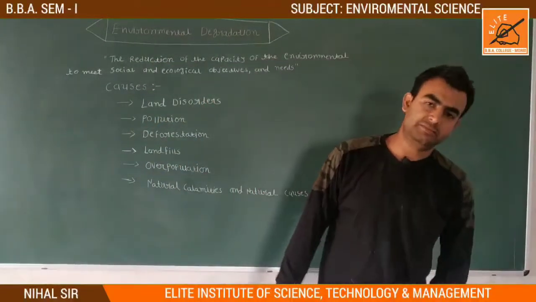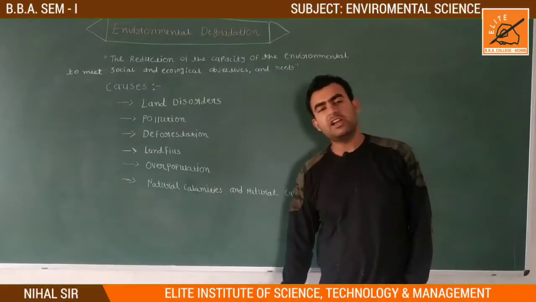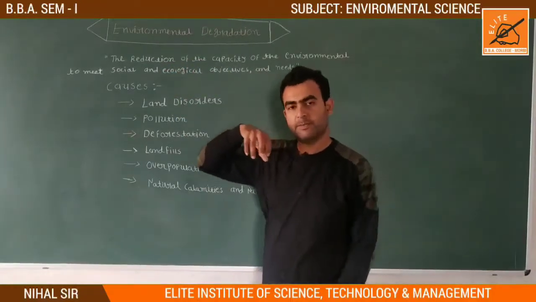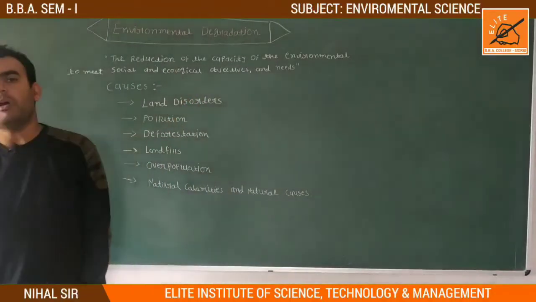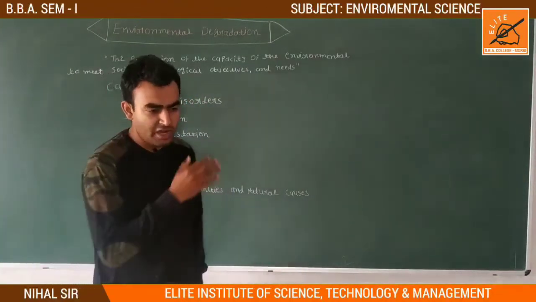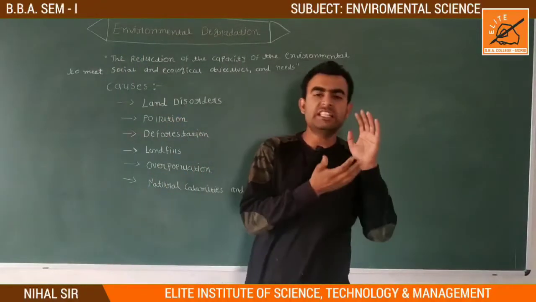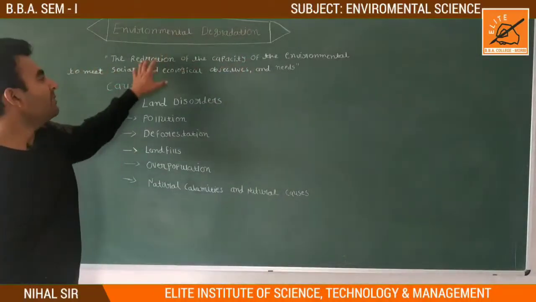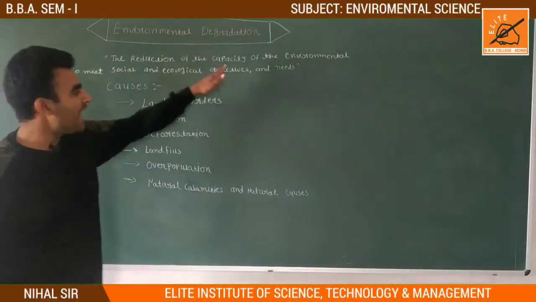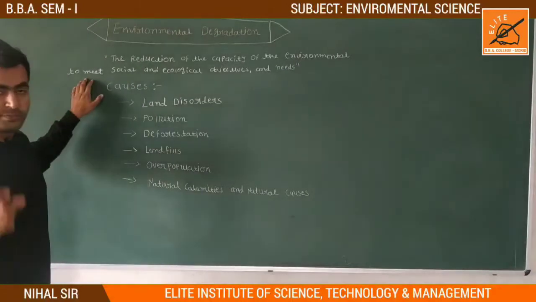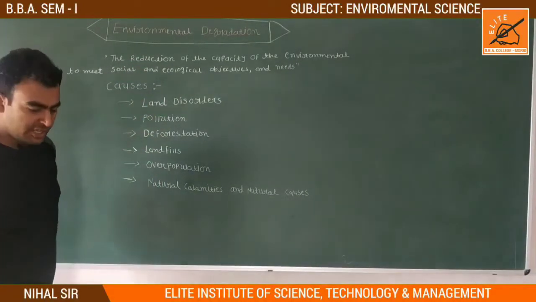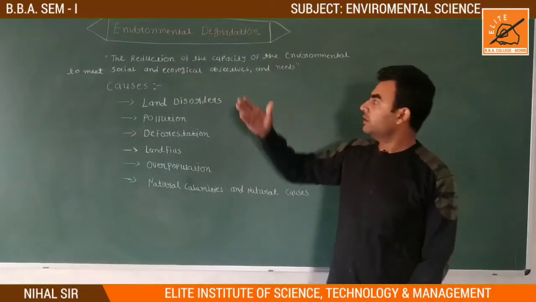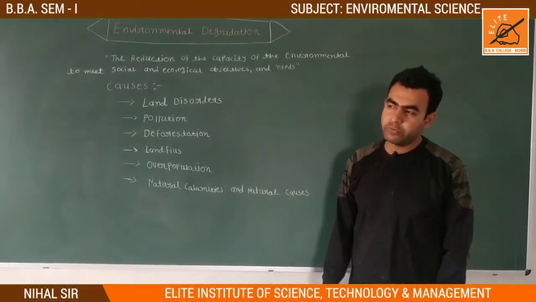When we degrade, when we remove these environmental sources, what happens? We reduce the capacity. Capacity means in the form of quantity. In environmental degradation, we degrade all these things, so the quantity of these natural resources goes down. These are reducing. So the reduction of the capacity of the environment to meet social and ecological objectives and needs. And why do people do this kind of degradation? To meet social, ecological and objective needs, to fulfill them.